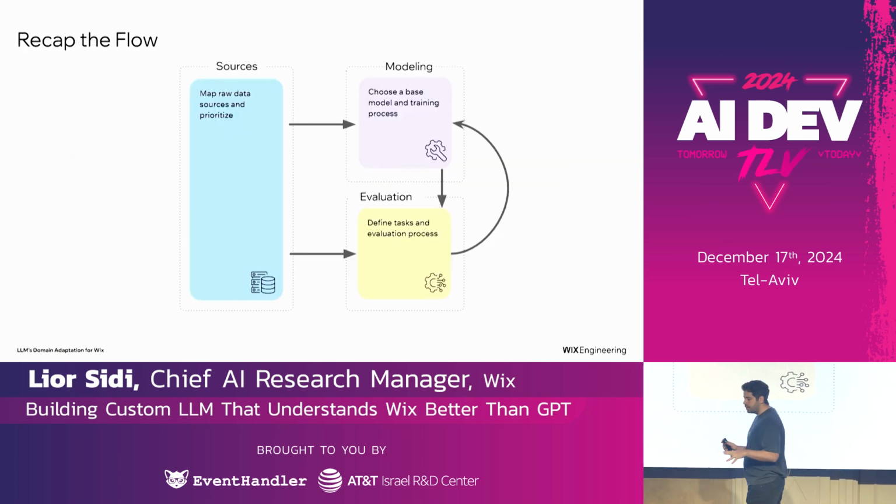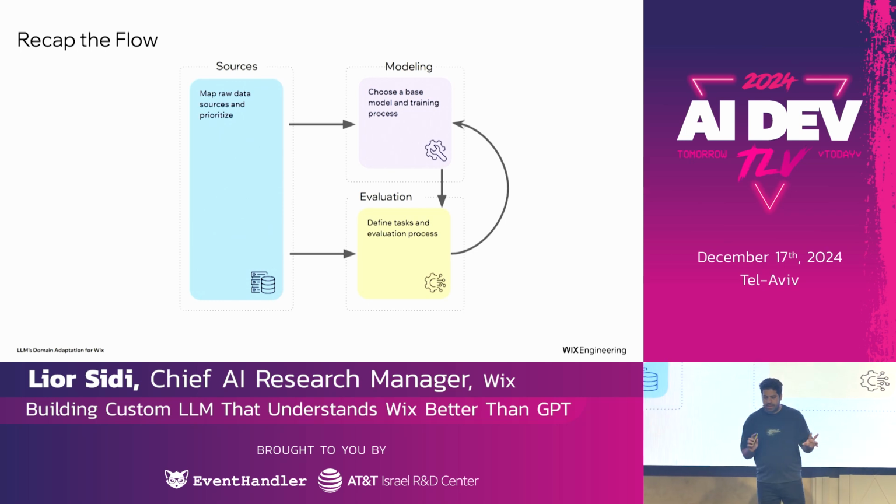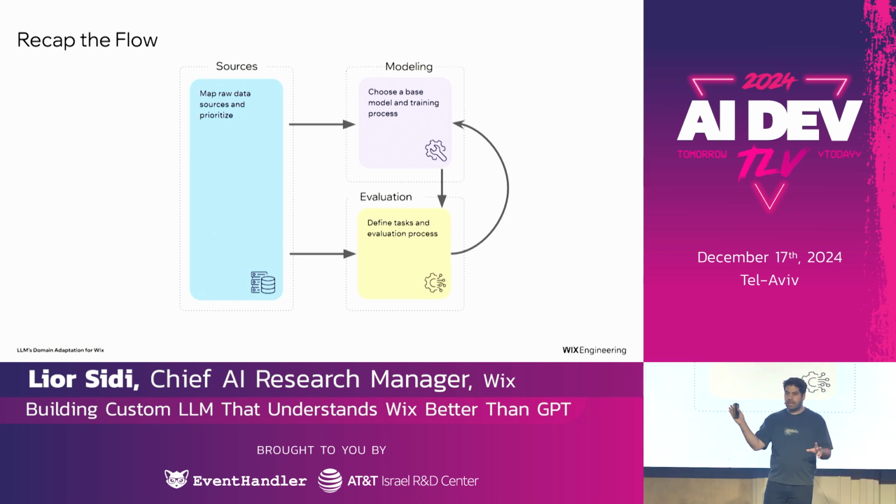So summarizing, I have 2 more minutes. First start with the sources, mapping them, creating the evaluation process, modeling, training your models. So in the data sources, make sure that you have high quality data available for creating tasks. Invest in evaluation, and of course, try different training models, training mechanisms.